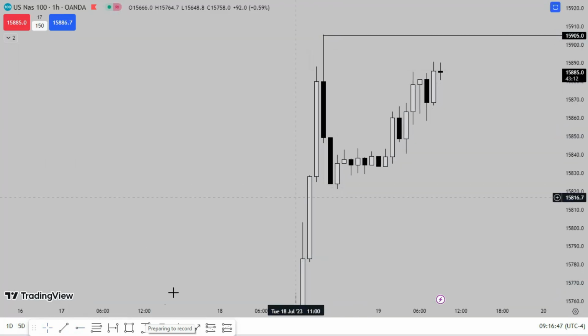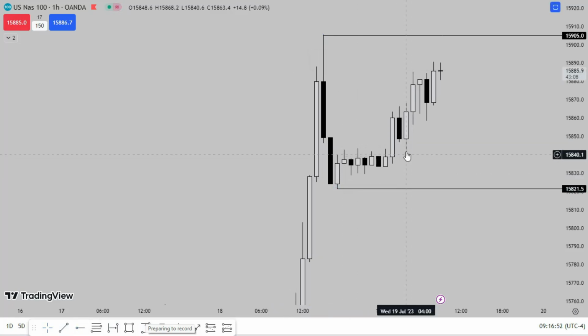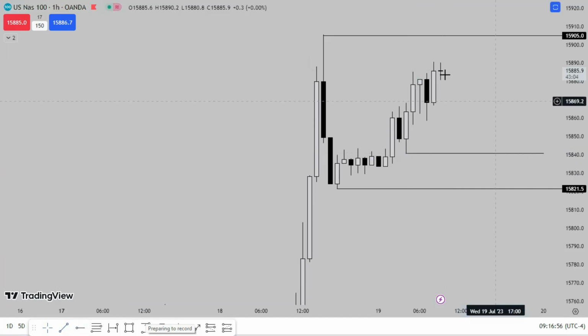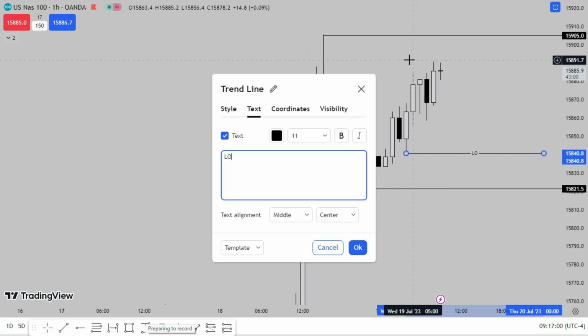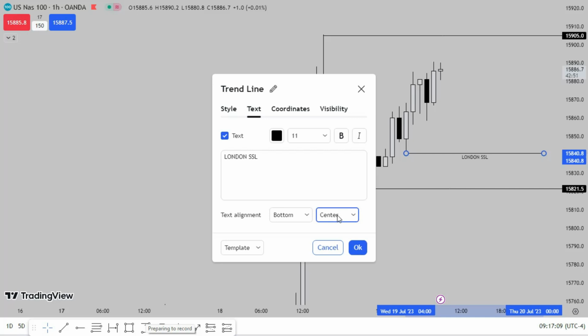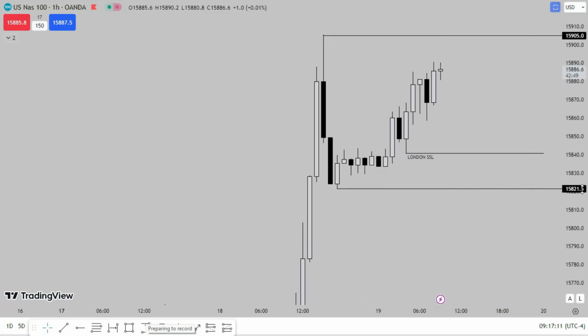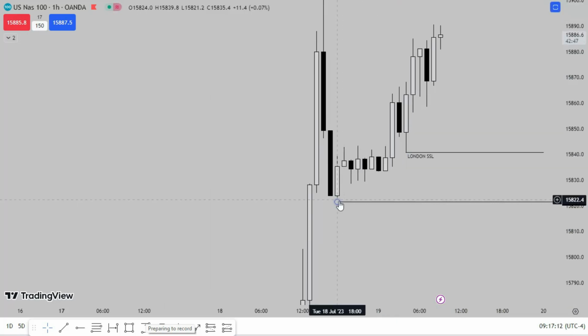Got the high right here. We've got the most obvious sell side right here, but I'm also recording this one right here because it is the London sell side liquidity. So let's put it like that. Okay, so I'm not expecting price to reach back here, right?